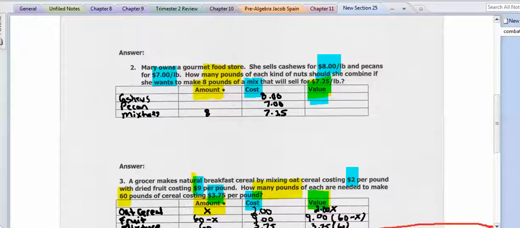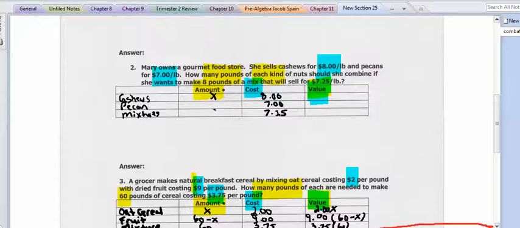Okay, so now we've got everything filled out there that we know. But the question up here says how many pounds of each. So we want to know how many pounds of cashews and how many pounds of pecans. So what you're going to do is choose one, cashews or pecans, to be your unknown, your X. Okay, now we have a blank right here. It's an empty spot.